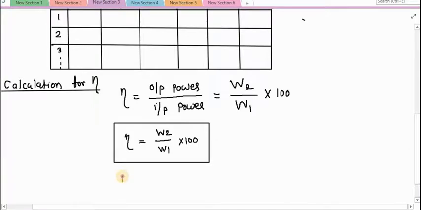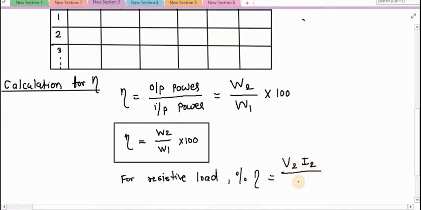So for a resistive load, if I have only 1 wattmeter, my efficiency formula can be modified as: percentage efficiency is equal to, what is output power? V2 I2 upon input power W1 into 100.